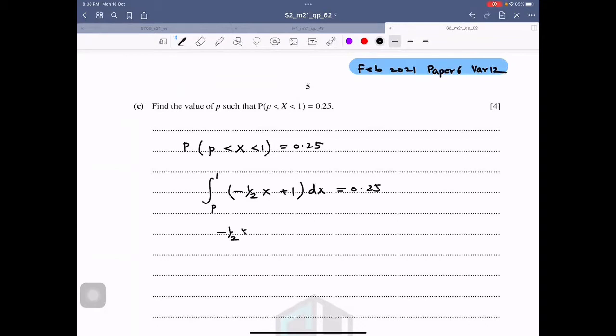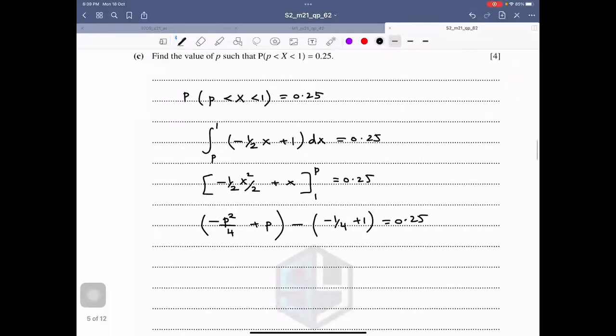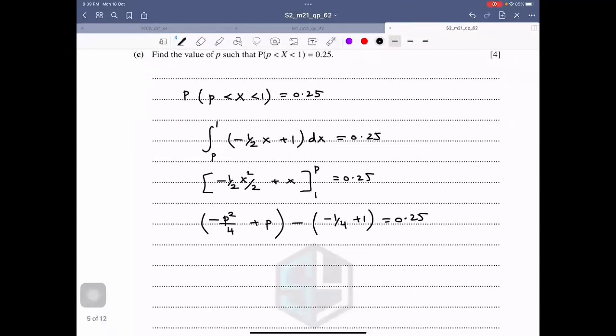This is minus half x squared over 2 plus x between the limits 1 and p equals 0.25. Now, a little bit of basic maths is there. Most probably a quadratic equation would be there. So this is minus p squared over 4 plus p, plugging in the upper limit. Plugging in the lower limit, that is minus 1/4 plus 1, equals 0.25. We simplify it and we get an equation: p squared minus 4p plus 2 equals 0. This is after a bit of simplification.